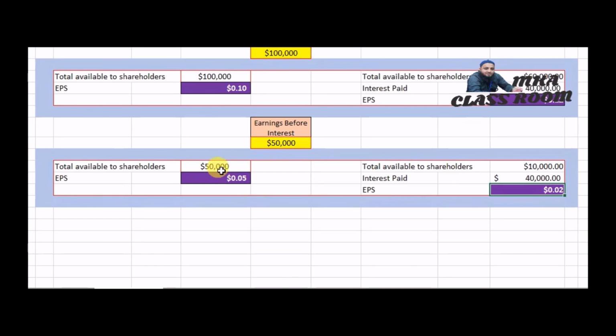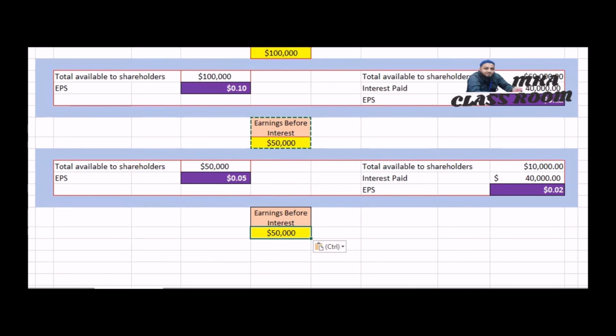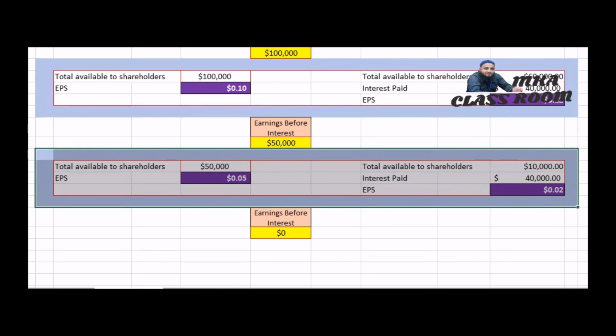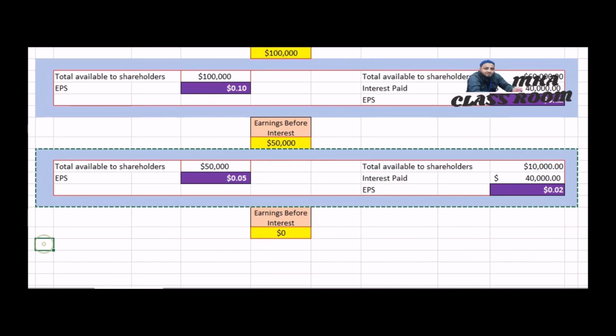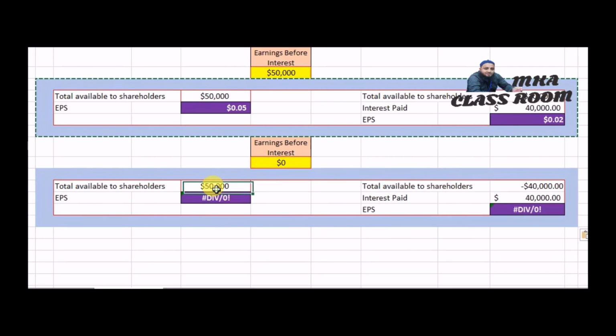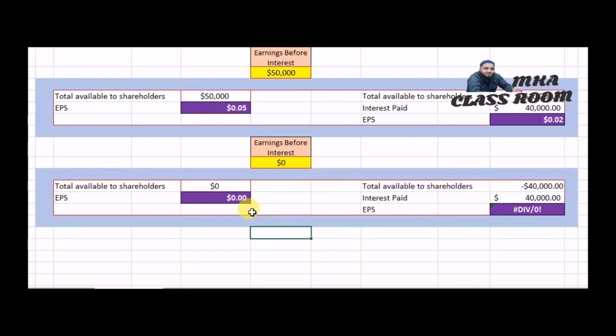So again, let us see if this year has zero earnings, that means zero earnings. What will happen? We will see that whenever income is zero, our EPS should be 0. Our EPS should be 0. This is the unlevered company, earning available is 0, EPS is also 0.